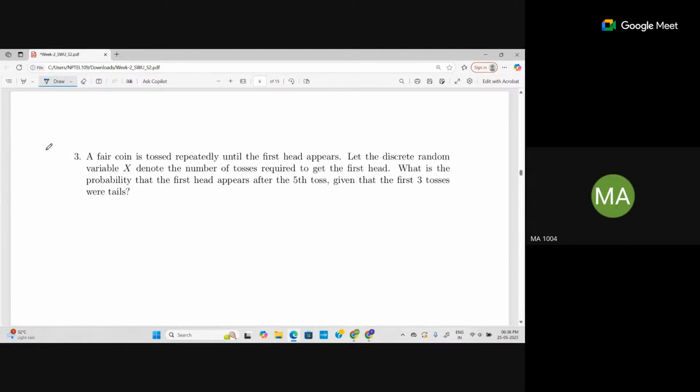Okay, so in this question, it is given that a fair coin is tossed. Then let the discrete random variable X denote the number of tosses required to get the first head. So we can easily guess what will be the distribution of X here. Geometric, right? Yes, we have to use the memoryless property here.